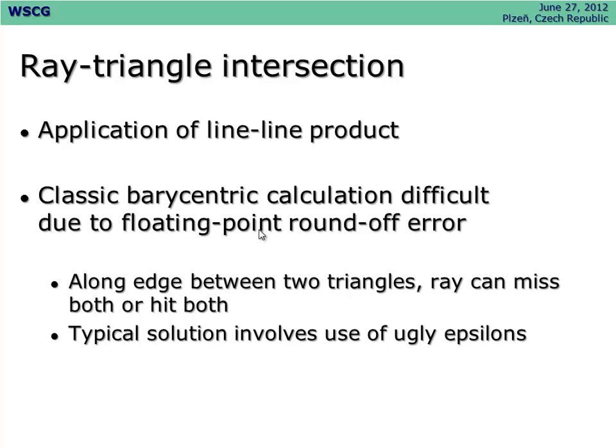Now, suppose that we had bivectors already calculated for all the edges of our triangles, and then for a ray, we calculate a bivector for that. And then we take the bivector-bivector product between the ray and all three edges of the triangle. Then it's impossible for that ray to hit both triangles, except in the case that it's exactly zero.